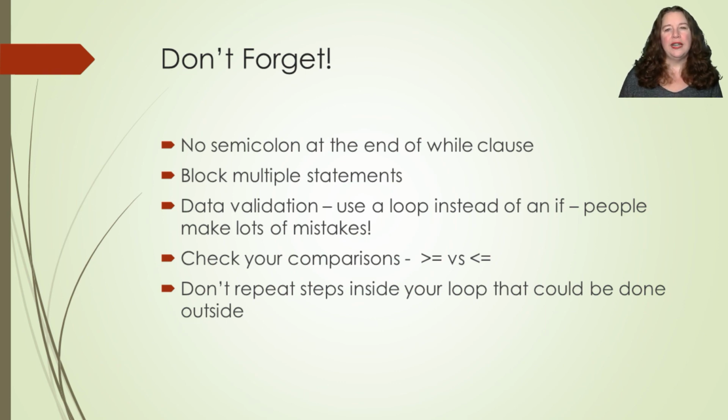Data validation tends to use a loop instead of an if. The reason why is because people make lots of mistakes. If I give you, you have to choose a number between 1 and 10 and you pick 43, do I really think you're going to get it right the next time? Should I just do an if, check it once and move on, or should I do it as a while loop until you get it right? Make sure you check your comparisons with your greater than, less than, equal to. Make sure you understand how those are done.